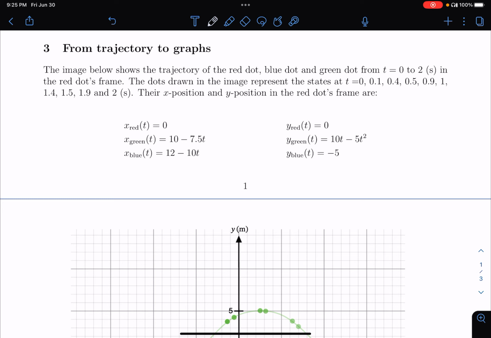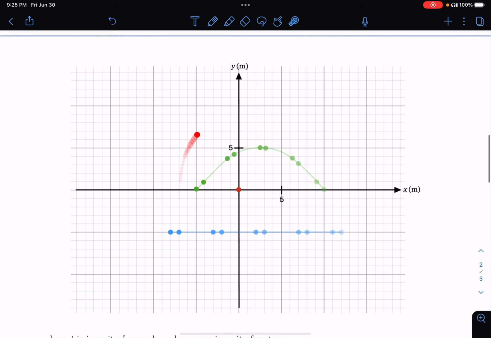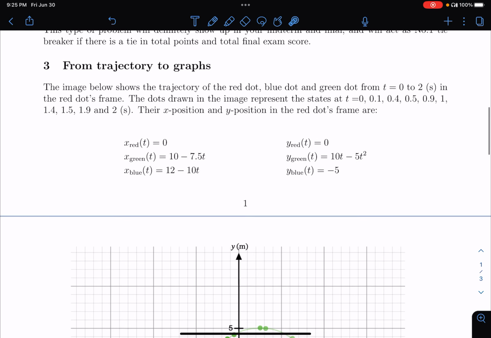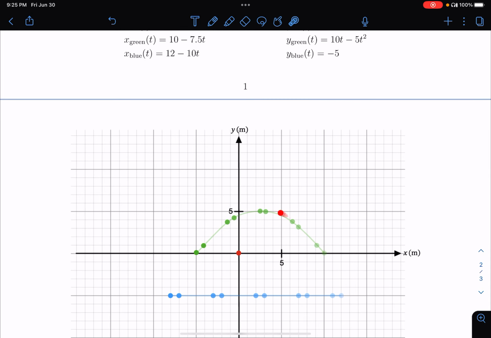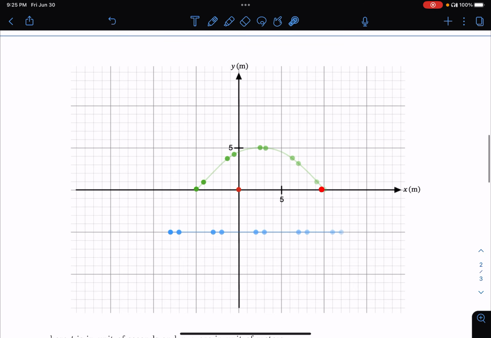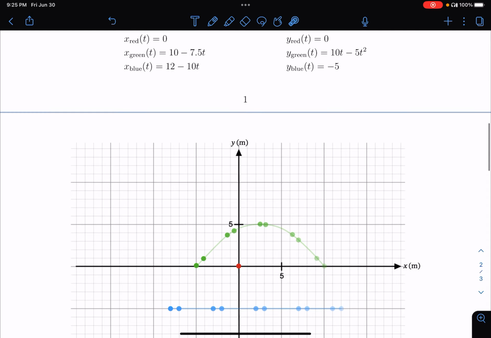Okay, I will show you how to do problem 3 step by step until I finish the entire problem. The first thing I hope you are not confused about is that there is only one green dot, one blue dot, and one red dot. This is the trajectory, so this is how the green dot moves over a period of time from 0 to 2 seconds. There's only one green dot, and I'm just drawing out the green dot at multiple times so that you can see how it moves.